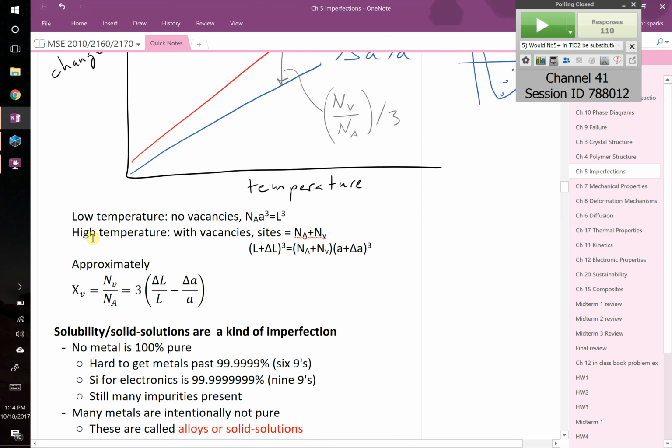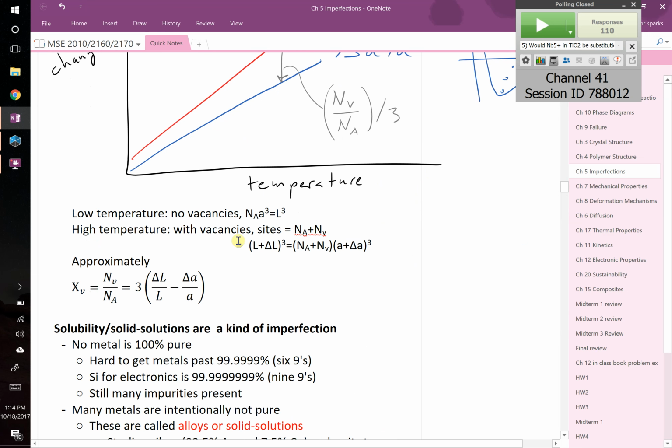From that expression, you can write what would be the size of your lattice initially. So imagine down at 0 Kelvin, where there's no vacancies, the total volume of your object, you could figure out from your inter-atomic spacings, right? In this case, I said NA, that's the number of atomic sites, multiplied by the lattice parameter cubed, right? That would give you your total volume, or L cubed, right?